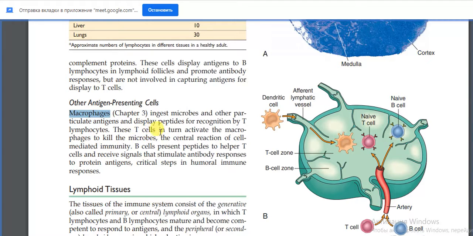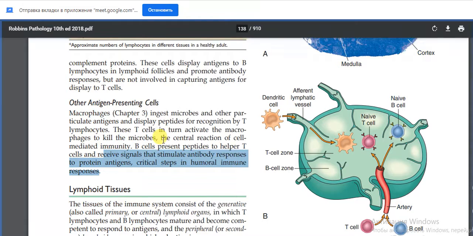T cells in turn activate the macrophages to kill the microbes, the central reaction of cell-mediated immunity. So you see, macrophages work in two ways. They are antigen-presenting cells which activate the T lymphocytes, but activated T lymphocytes promote the synthesis of interferon gamma, which causes the activation of macrophages. So you see, they mutually depend on each other, and that helps to maintain the macrophage activity. B cells present peptides to helper T cells and receive signals that stimulate antibody responses to protein antigens, critical steps in humoral immune responses.